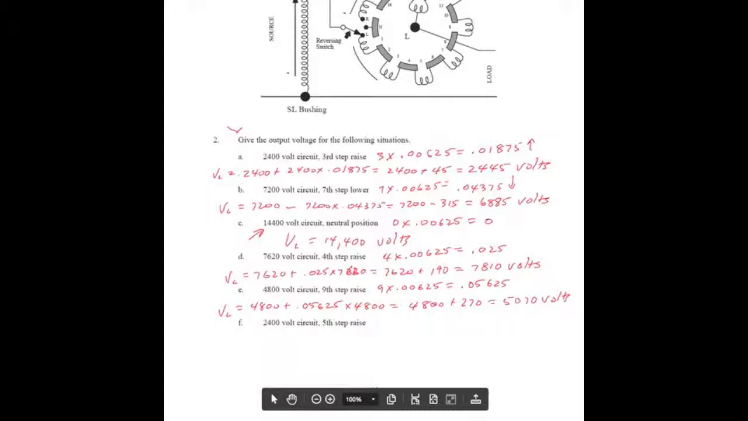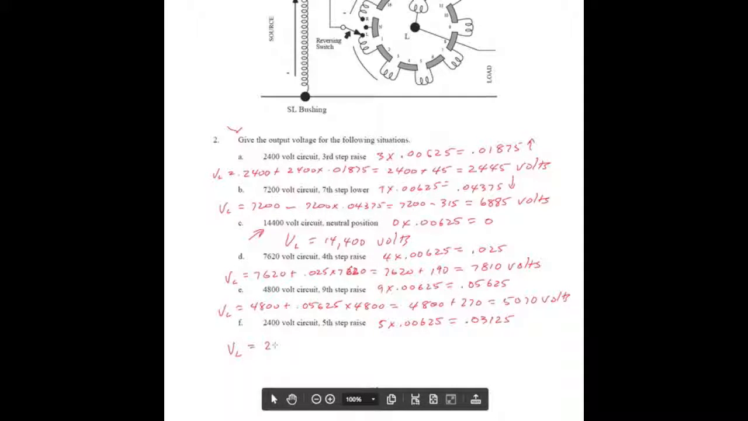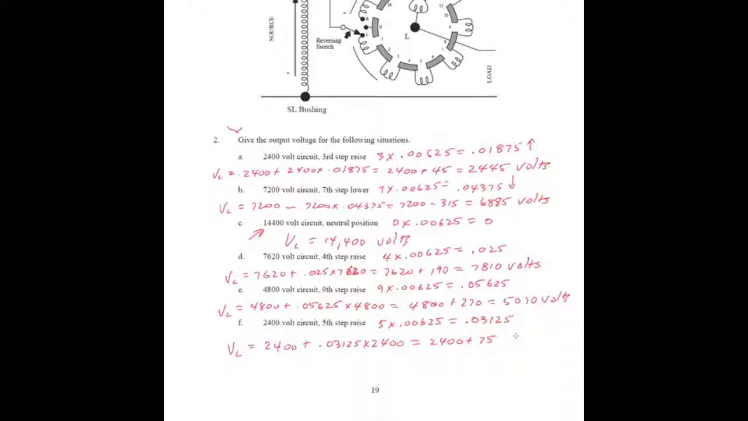And finally, F, 2400 volt circuit, fifth step raise. So it's 5 times 0.00625, which is equal to 0.03125. So the load voltage is 2400 plus 0.03125 times 2400, and that's equal to 2400 plus 75, for a grand total of 2475 volts.